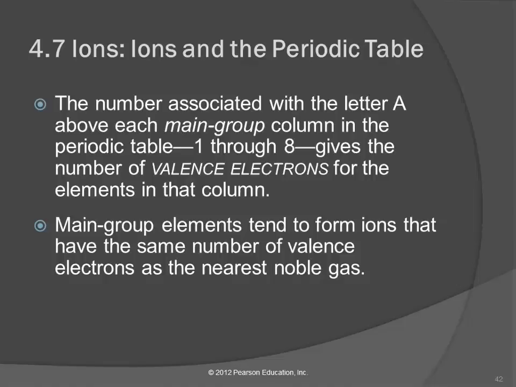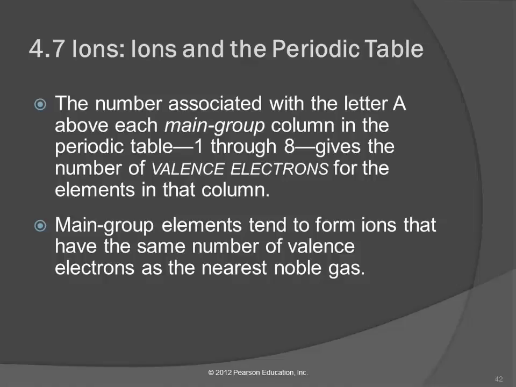So the number associated with the letter A above each main group element, on this periodic table we have in the classroom, it's kind of small to see from way over there, but here this column with boron in it says 13/3A. This one uses the Roman numerals. Some periodic tables only have the numbers without the A, and like we pointed out earlier, column 13 is column 3A. There is a relationship there.